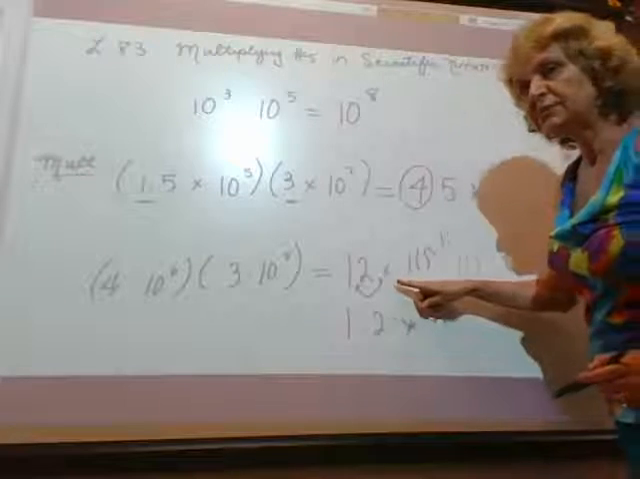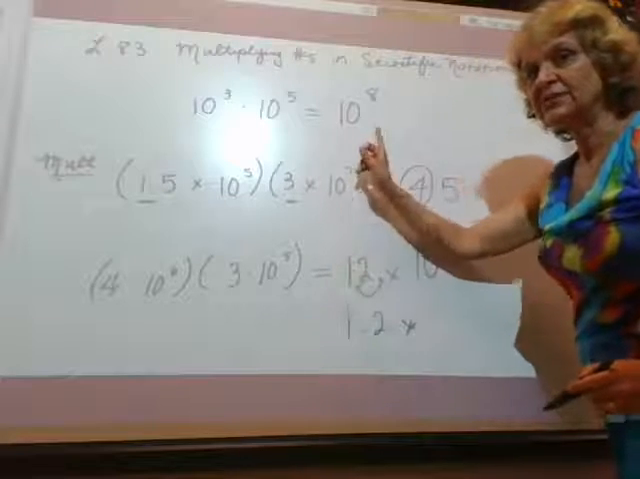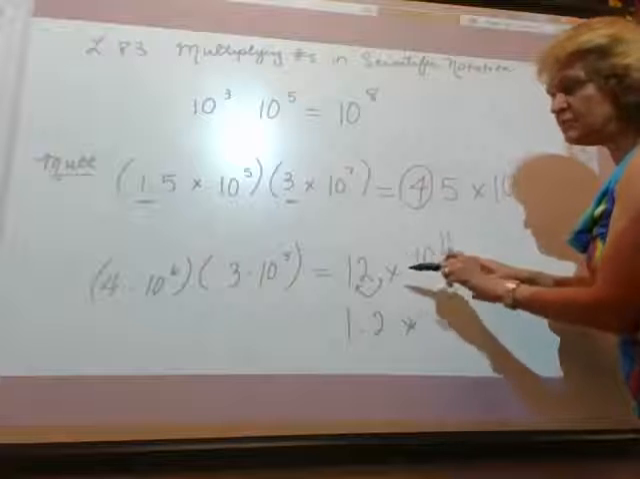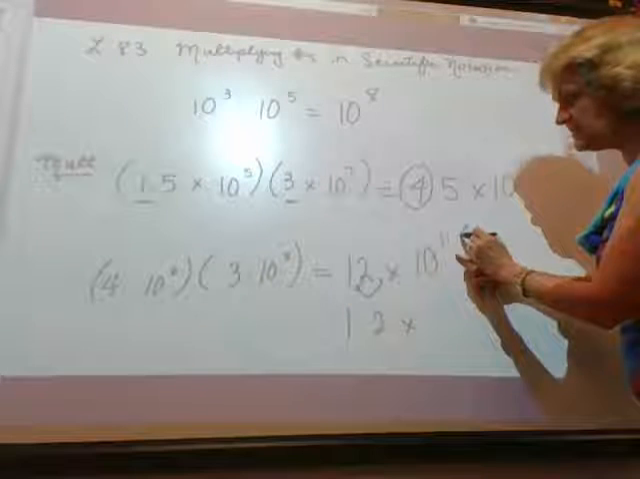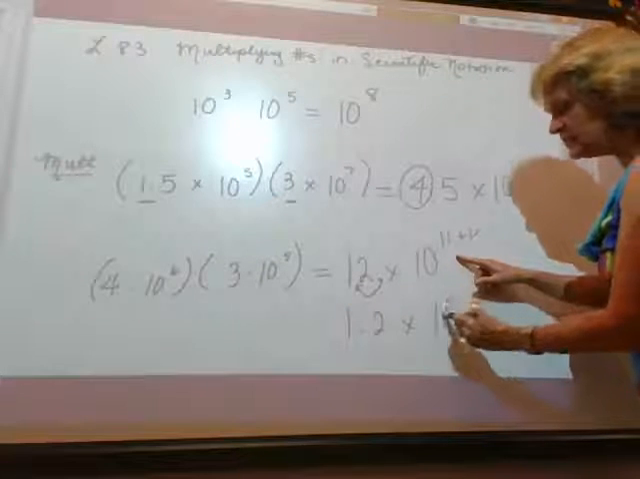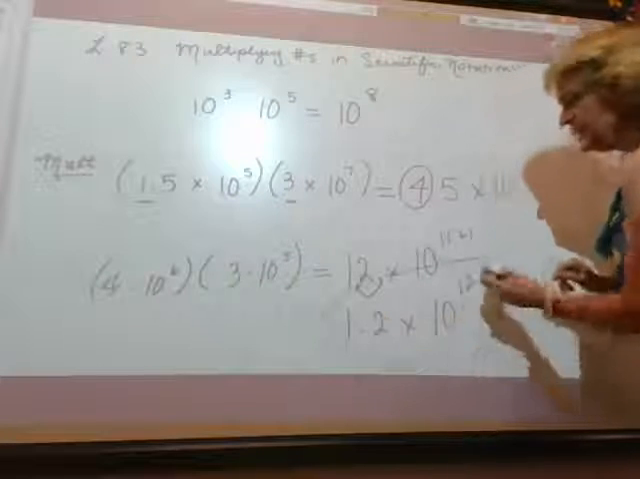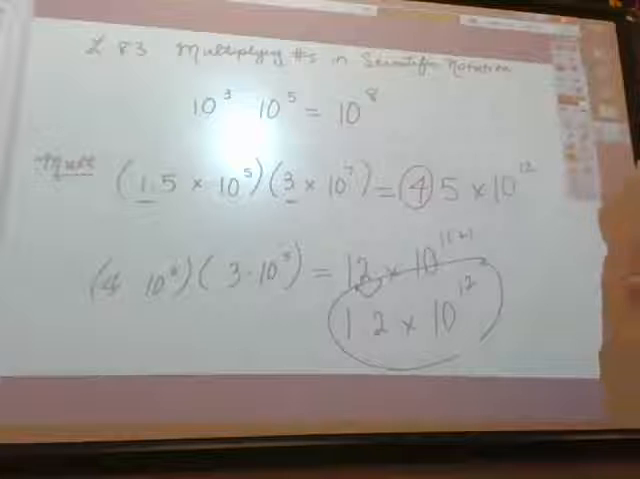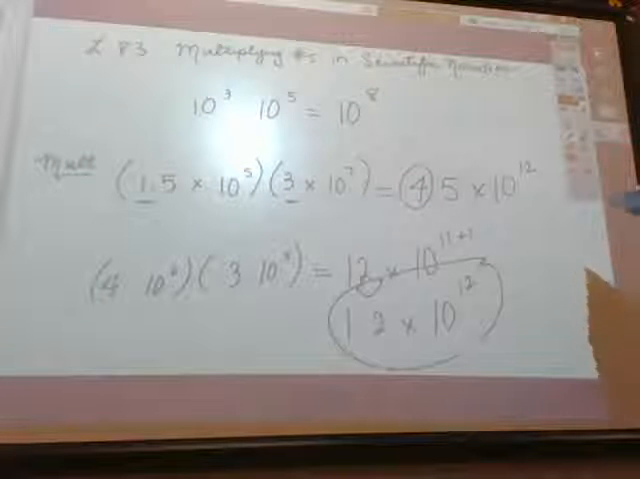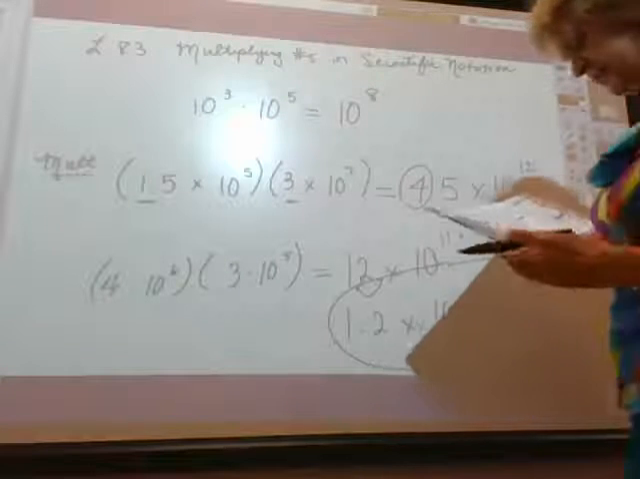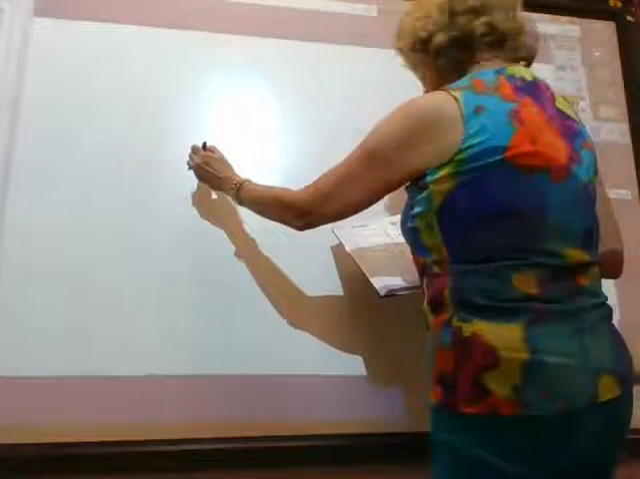Now, when I move to the left, I increase my exponent. So I've moved to the left. I'm going to increase this by 1. So it'll be 10 to the 12th. This is our final answer. All right, so let's look at example 3. We have some negative exponents.